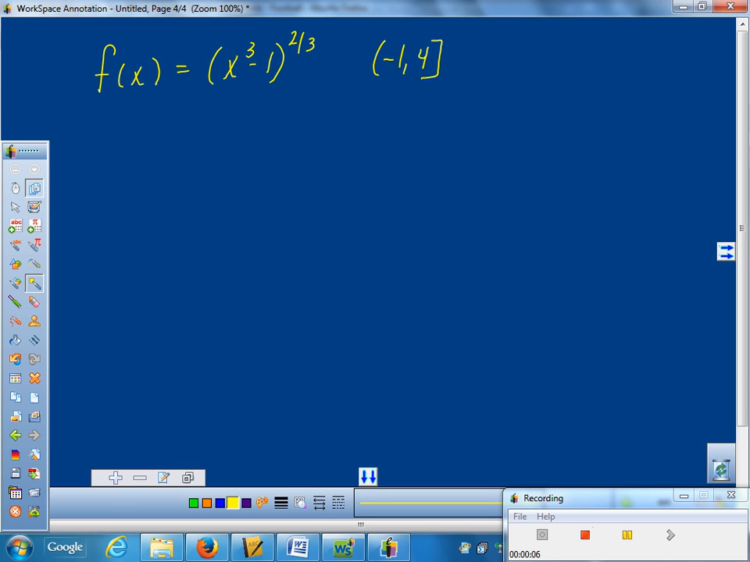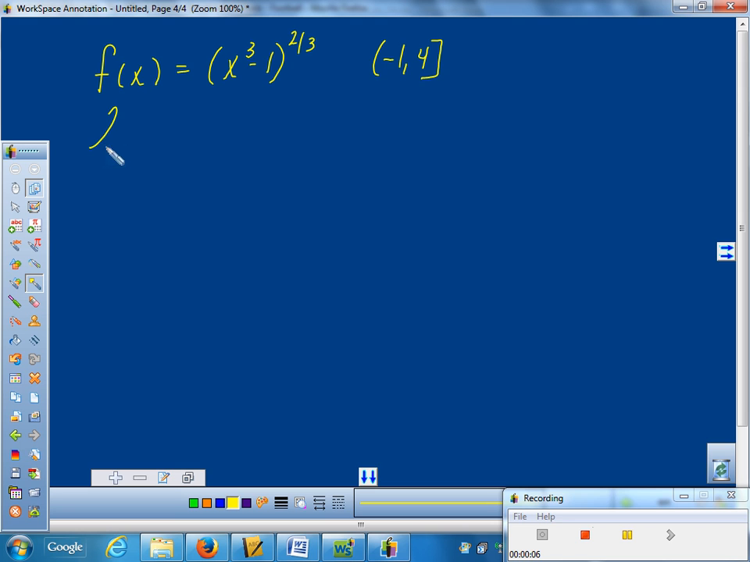Okay, so you'll notice your interval is a little unique. One end is a parenthesis, one end is a bracket. So the bracket could actually be an answer. The 4 could be an answer. Do I have to do any limits or not? If you have a parenthesis, you do a limit.